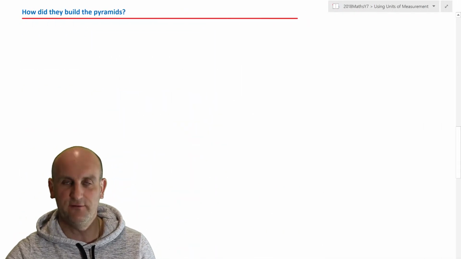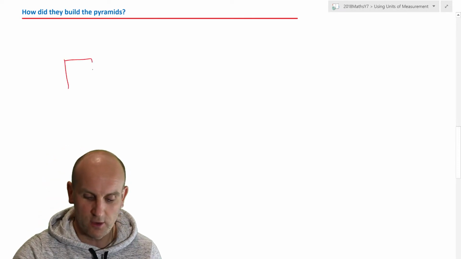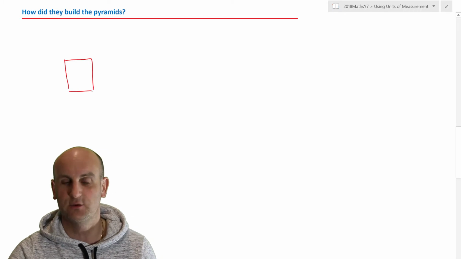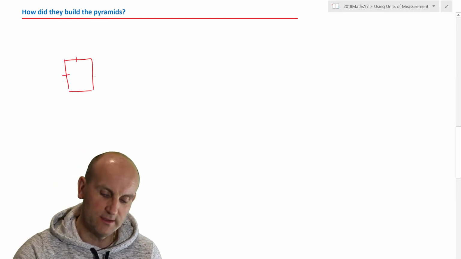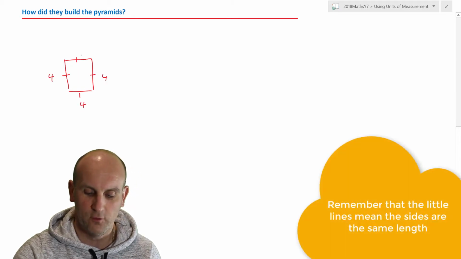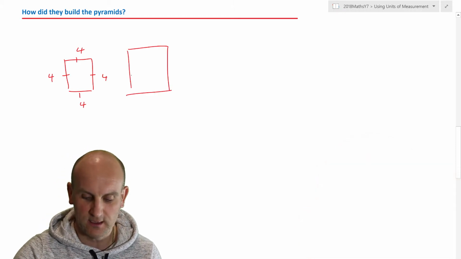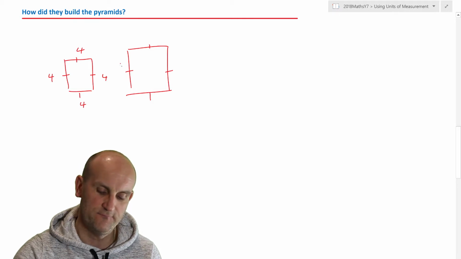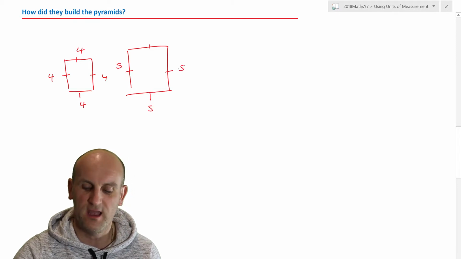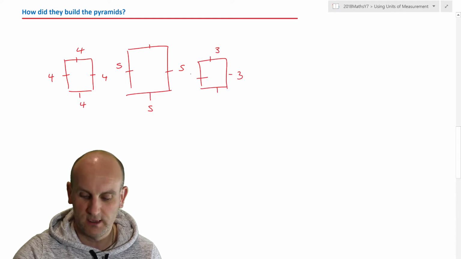Now, what they did have in ancient Egypt in lots of different ways, I think, was the general idea of squares. They were pretty good at making squares. So, a square here, I'm going to put these little lines in of 4 by 4 by 4 by 4. So, there is one square. And I've got another square here, slightly bigger, which I'm going to say is 5 by 5 by 5 by 5, and a slightly smaller square, which is 3 by 3 by 3 by 3.